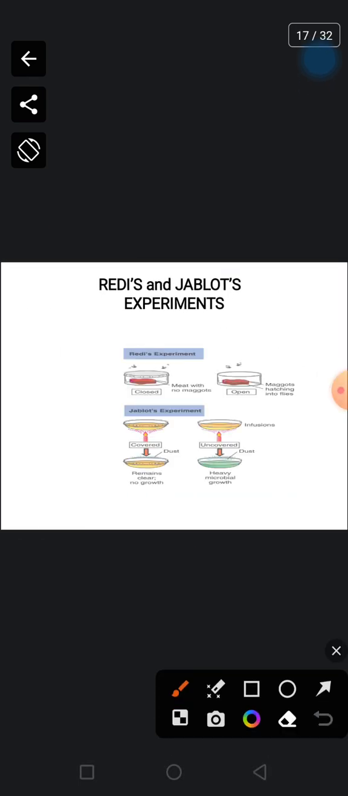Now the second experiment was performed by two scientists, Redi and Jablot. In Redi's experiment, he placed meat inside containers, one closed and the other open. He saw that the closed container had no microorganisms on the meat, while the open container had flies hatching on it. Then the Jablot experiment is the same; the diagram I drew in the previous slide explains it.